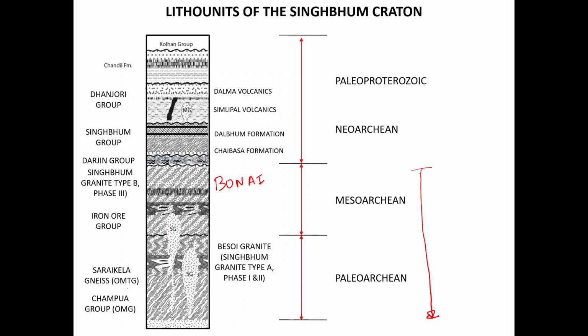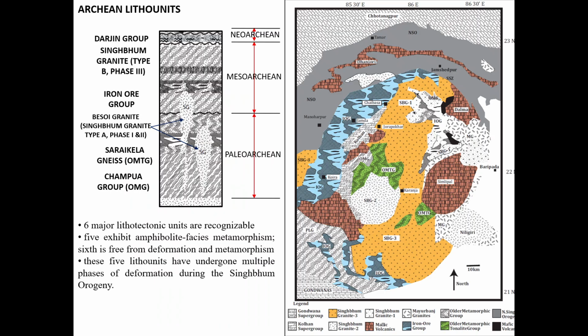So this is the Singhbhum Craton or the Archean portion of it. The Neo-Archean to Paleoproterozoic, it includes, as I had previously told you, the Singhbhum group, Hanjori group, and the Chandil group, and followed by the Kolan group. So we will see how they have been exposed.